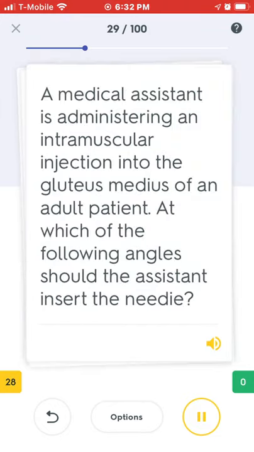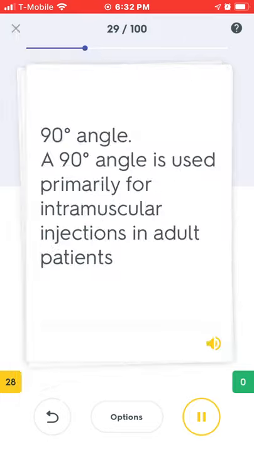A medical assistant is administering an intramuscular injection into the gluteus medius of an adult patient. At which of the following angles should the assistant insert the needle? 90 degrees angle. A 90 degrees angle is used primarily for intramuscular injections in adult patients.